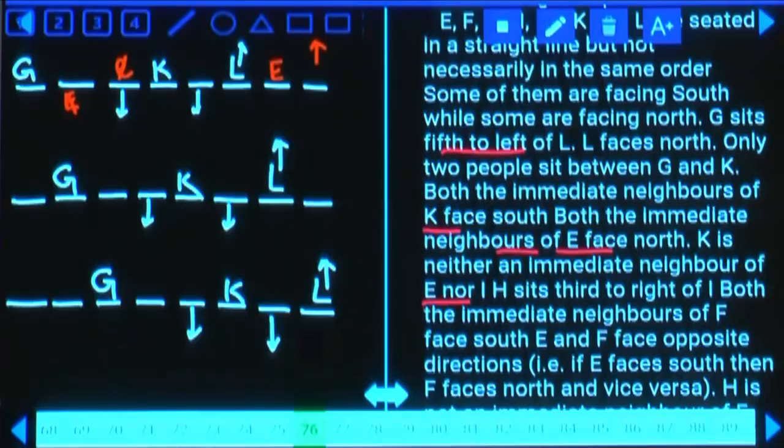Done with this? Then coming to the second case. Now E cannot be in these 2 places, because here he is talking about both the immediate neighbors of E. Hence E cannot be at an extreme end. Then what is the only possibility left over here? E must be here. If E is here, one of the immediate neighbors of E is facing towards south, but as both the neighbors of E must face towards north, this is also ruled out.